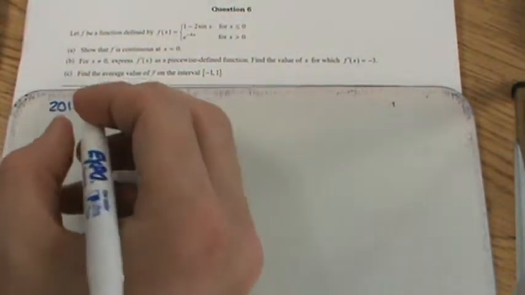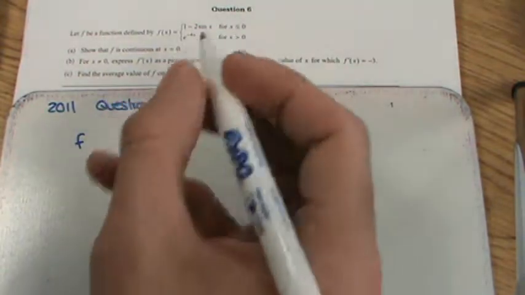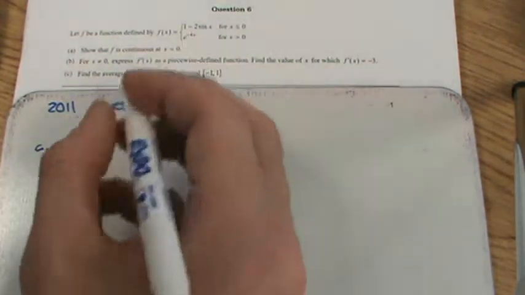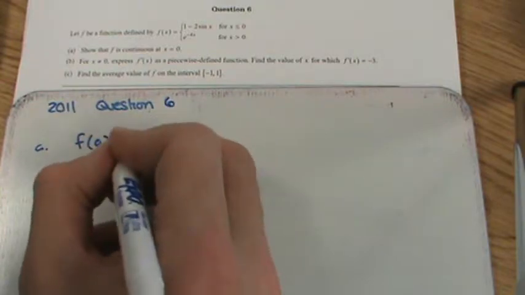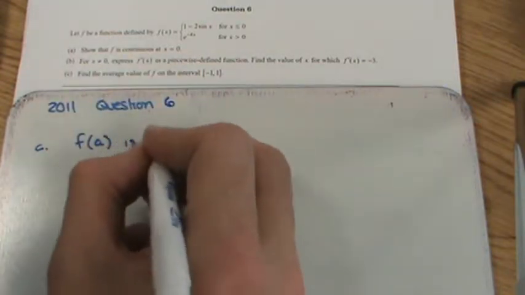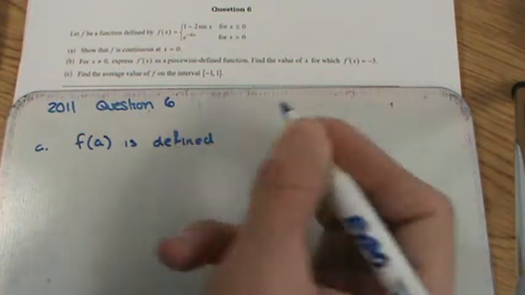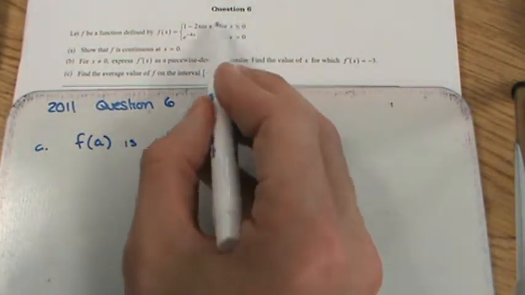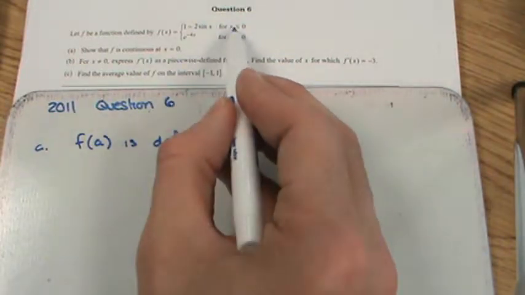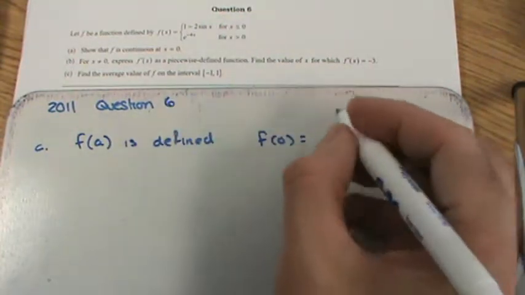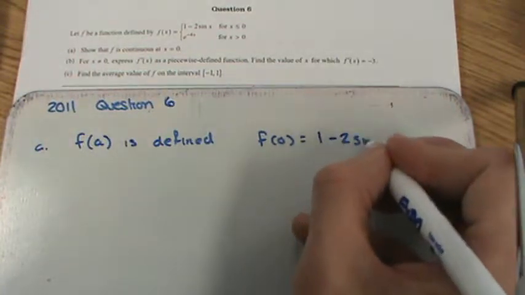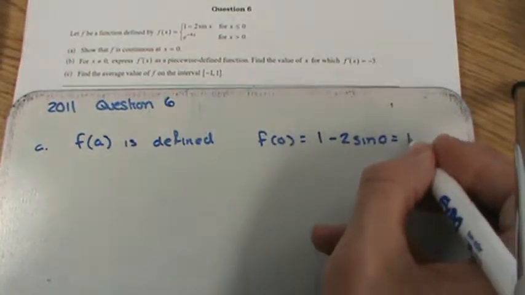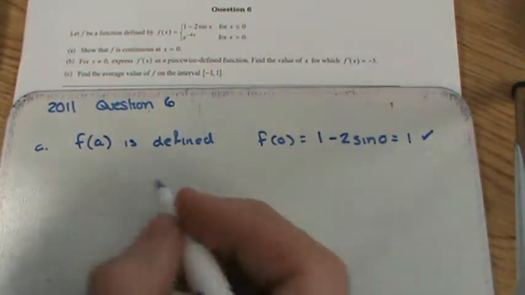Now remember, we talked about rules of continuity. There's 3 of them. And our first one, we have to say that f of a, in this case being 0, is defined. Right, there's our first rule. So f of 0, if I put 0 into this first equation, is 1 minus 2 sine of 0, which gives us 1. That means that is defined, so we're good there.